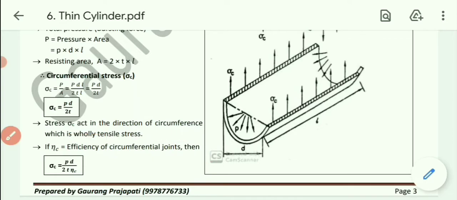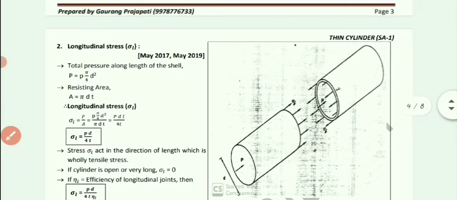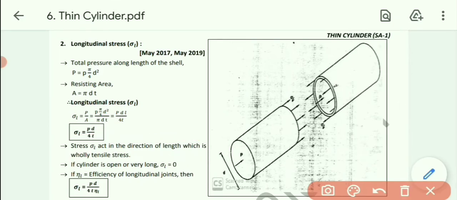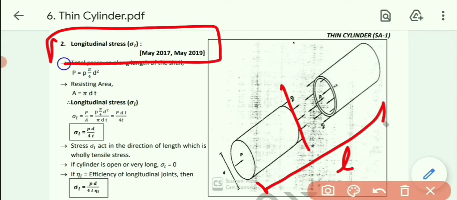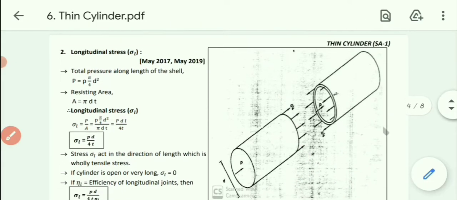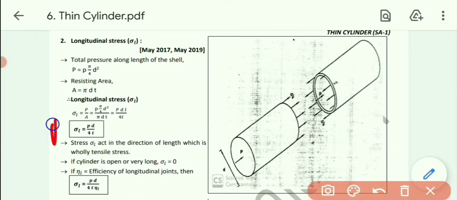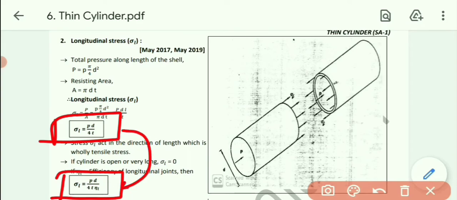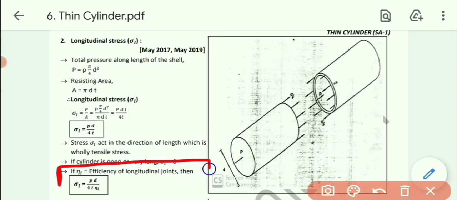Now let's talk about the other stress, that is longitudinal stress. As you can see in the figure, we are cutting the cylinder with respect to its length. This one is our length, so we are cutting with respect to length. In such cases the stresses produced are known as longitudinal stresses. The formula for the longitudinal stress is sigma L equals PD divided by 4t, and if efficiency is given, then this formula is converted into PD divided by 4t eta L, where eta L equals the efficiency of the longitudinal joint.